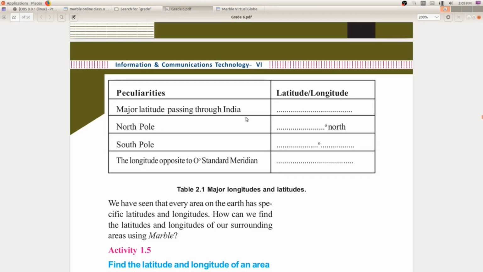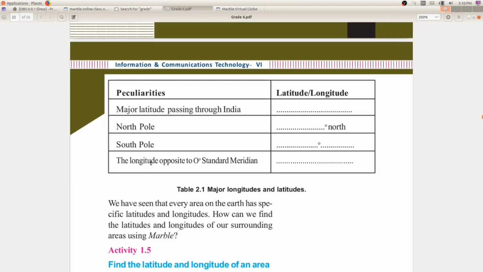Next question, North Pole. So you have to fill out here how much degree north. You have to fill out here 90 degree. You write down here 90. Again the next question, South Pole. So there are two blank spaces here, dash, degree is given here, dash. So in the first blank space you fill as 90, and in the second blank space, you write down here south. South Pole is at 90 degrees south is the answer.